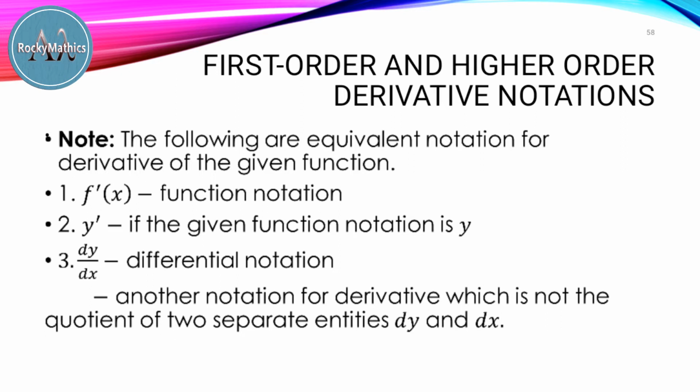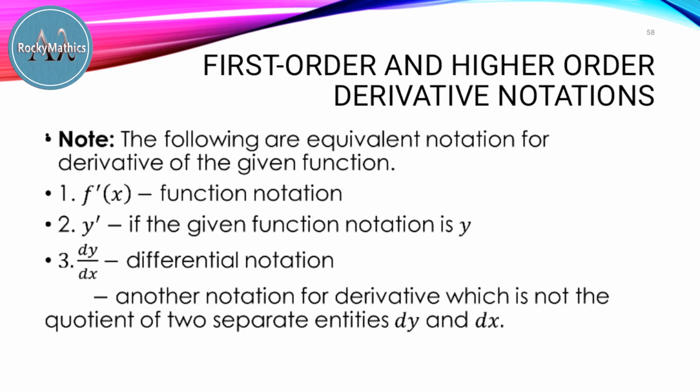The second one is y prime. Now y prime is the notation for the first order derivative, and this is used if the given function notation is y. So for example, if the given function is y is equal to 2x, then the first derivative is denoted by y prime, which is equal to 2.